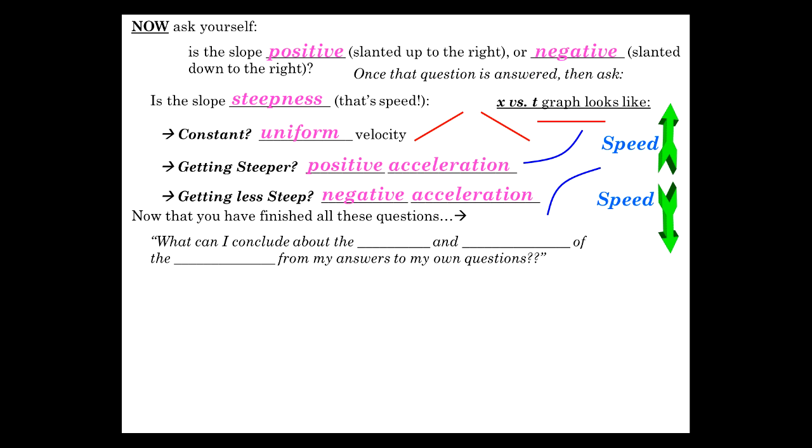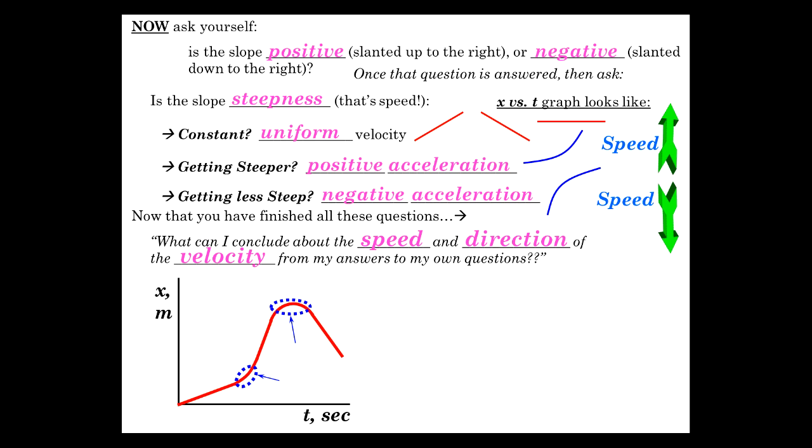All right. Well, the rooster is telling us to wake up and analyze the rest of this now. So what can I conclude about the speed and the direction of the velocity from my answers to the questions? So here's our position time graph. Let's label each section to make sure we understand the nature of the motion of each section.